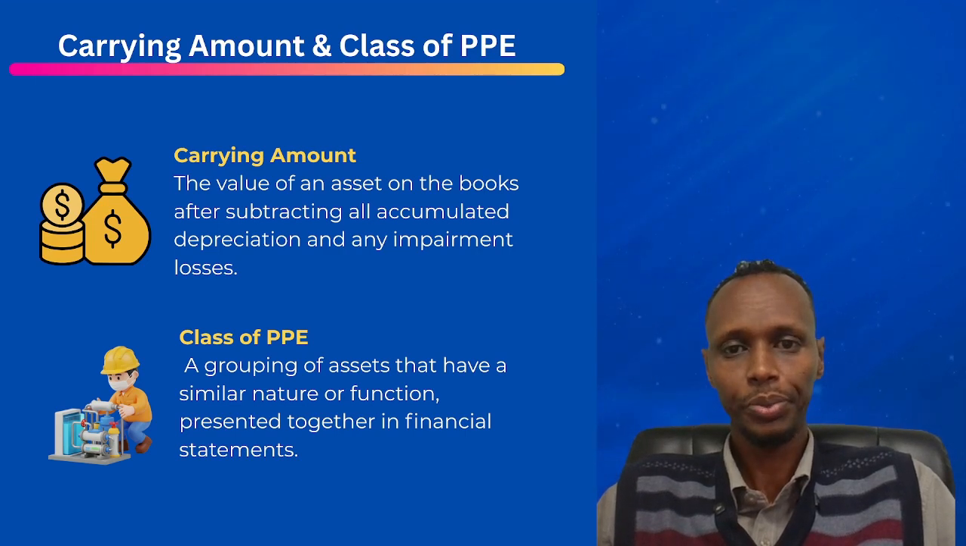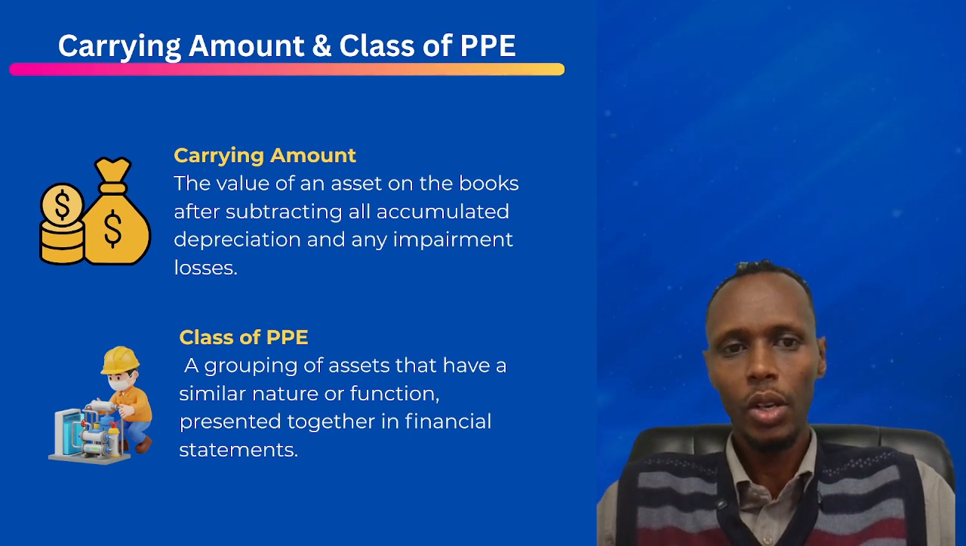For example, if a government agency bought a vehicle for 3 million shillings and it has an accumulated depreciation of, say, 1 million, then its carrying amount is now 2 million. That is the same as NBV, or net book value.